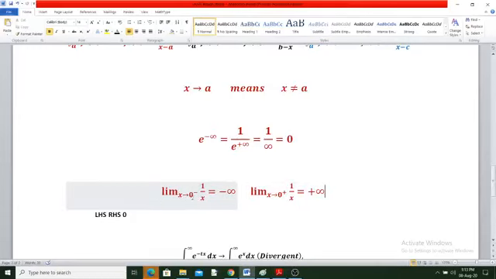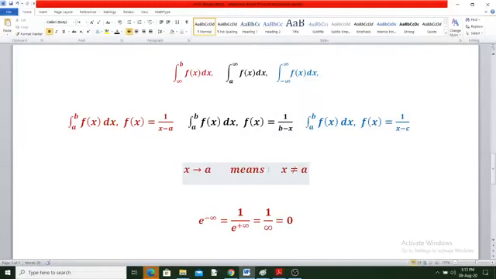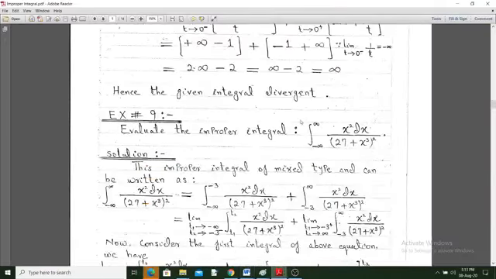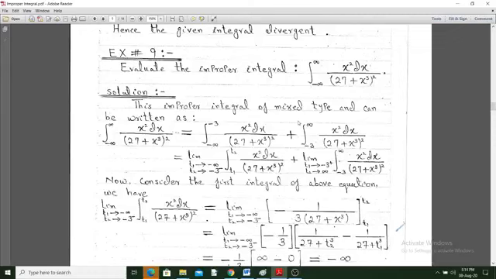And x tends to 0 means x is never equal to 0. Remember this fact: x tends to a means x is never equal to a. So this is the last example related to first kind and second kind in the computational way.